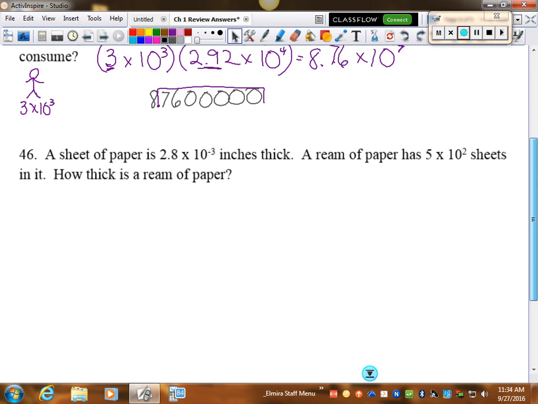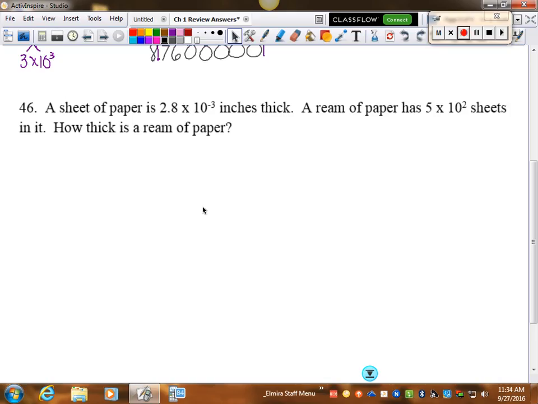And the last problem on our review. A sheet of paper is 2.8 times 10 to the negative 3 inches thick. A ream of paper has 5 times 10 to the 2nd sheets in it. How thick is a ream of paper? So imagine you have one piece of paper and a ream of it, like a package of paper. 5 times 10 to the 2nd power is like 500. So imagine 500 sheets of paper in a stack. So this is another problem where we end up multiplying. 2.8 times 10 to the negative 3rd times 5 times 10 squared.